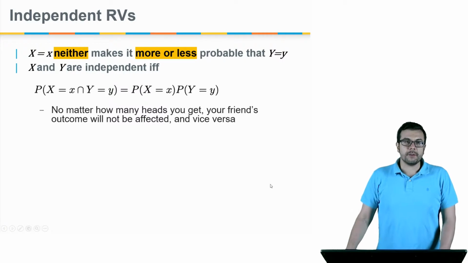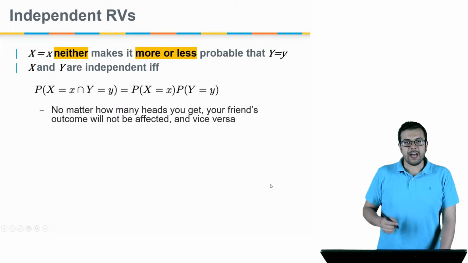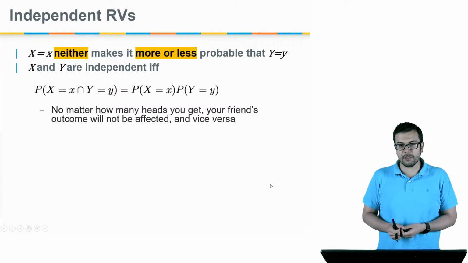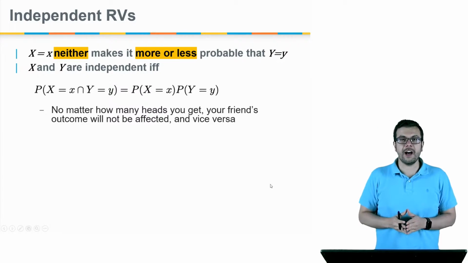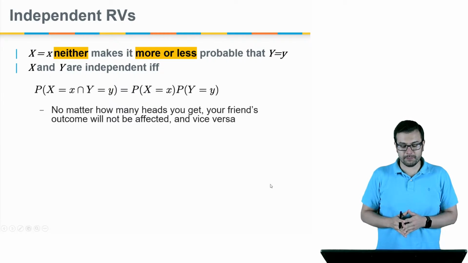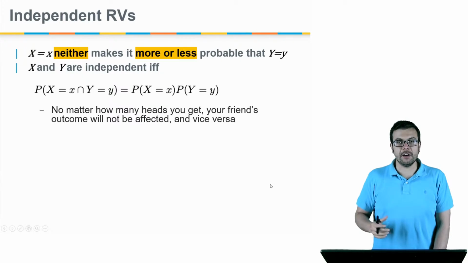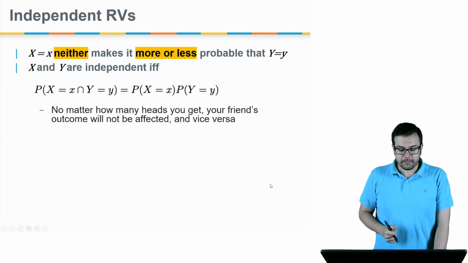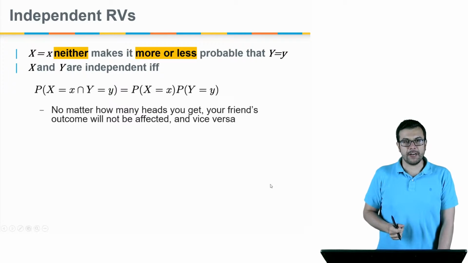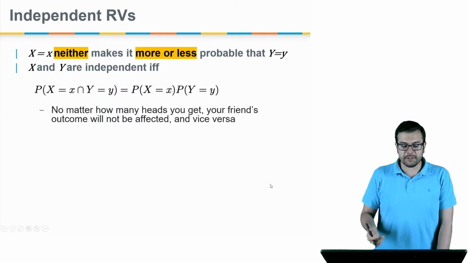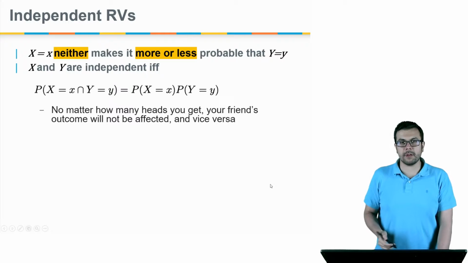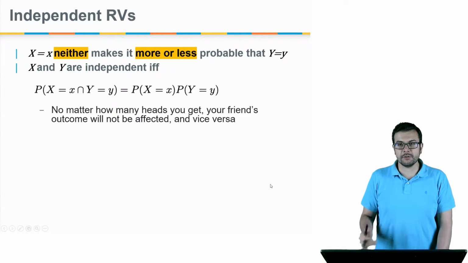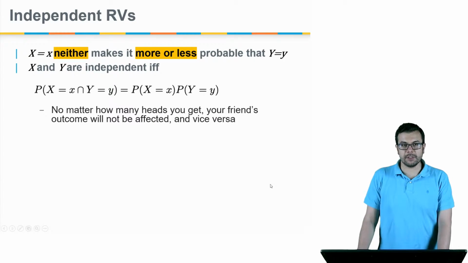What is the concept of independent random variables? Let's think about independent random variables. If we have two different phenomena that neither makes the other one more or less probable, we call these two phenomena independent of each other.